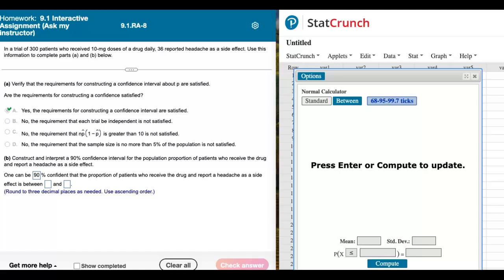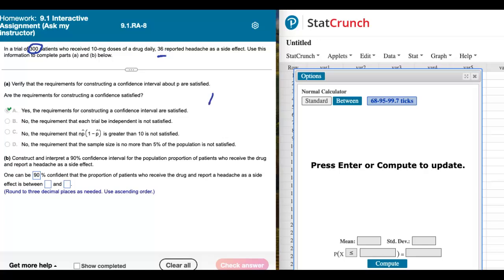Okay, in this problem, we've got a trial of 300 patients. As I'm looking at the problem, the 300 is my sample size who receive a drug, and 36 reported headache as a side effect. So when I look at the value of p, that should be 36 divided by 300.